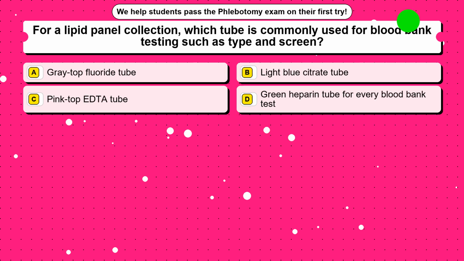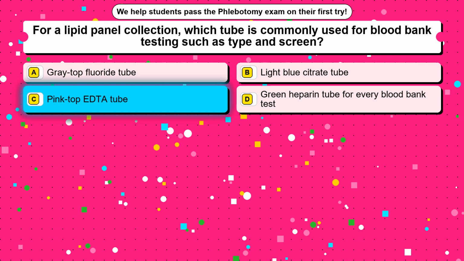Question 22. For a lipid panel collection, which tube is commonly used for blood bank testing such as type and screen? Option A, gray top fluoride tube. Option B, light blue citrate tube. Option C, pink top EDTA tube. Option D, green heparin tube for every blood bank test. The correct answer is option C, pink top EDTA tube.